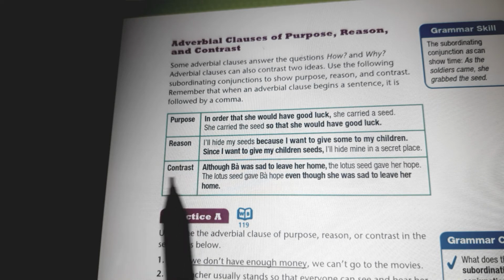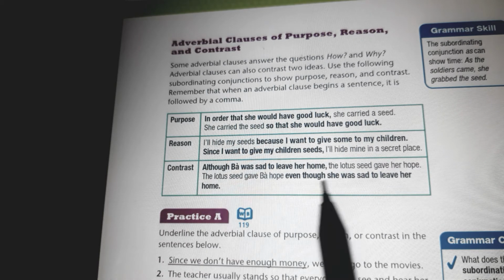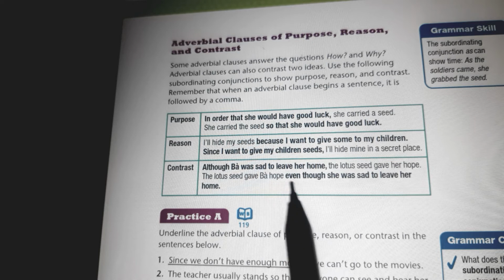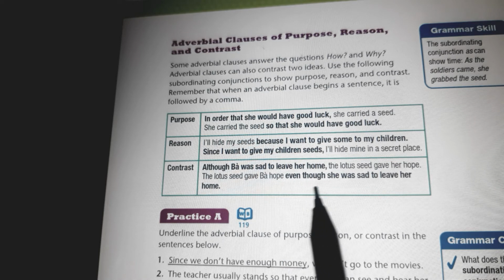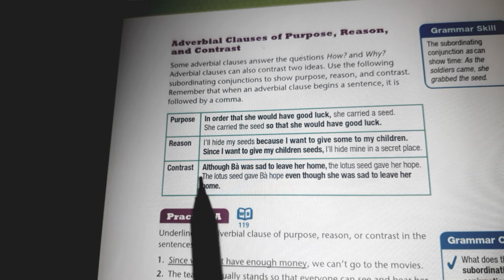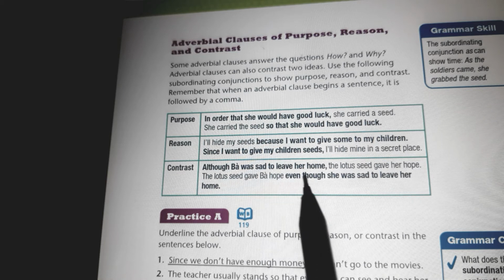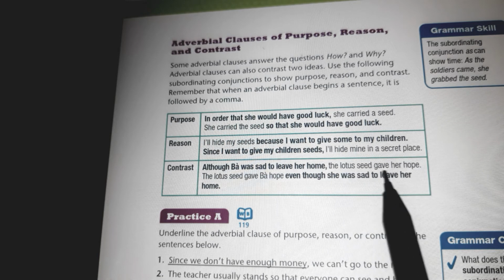Now, what are adverbial clauses of contrast? You know, contrast when you're talking about two opposite things or things that are not similar. So, adverbial clauses of contrast usually use the words although, even though. By the way, even though and although are the same, but even though is more formal. This is the only difference. So, "Although Ba was sad to leave her home, the lotus seed gave her hope."